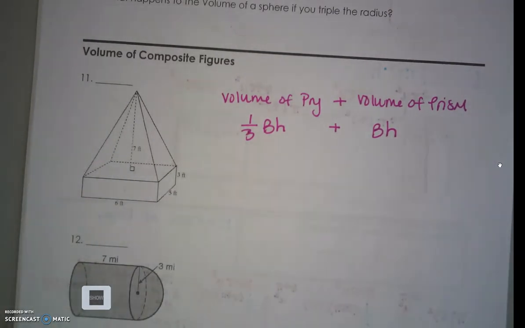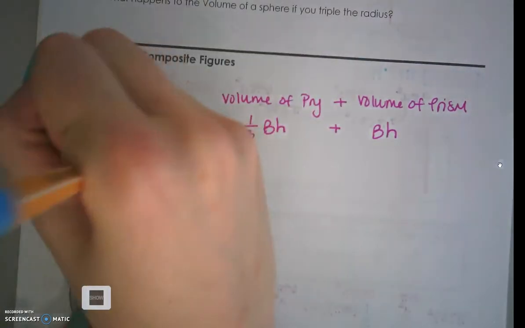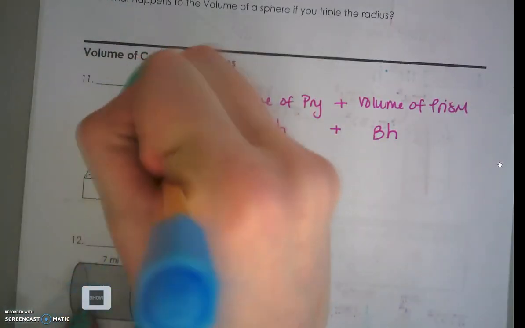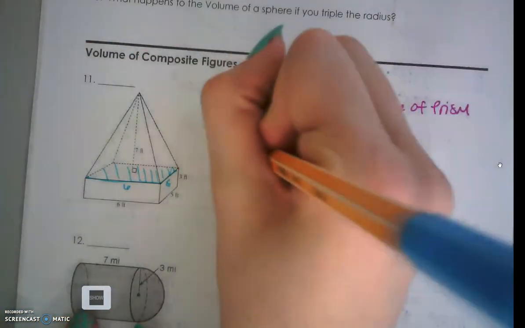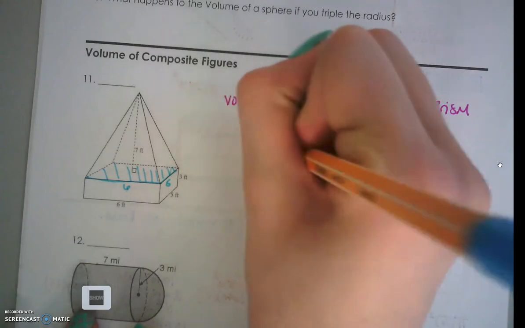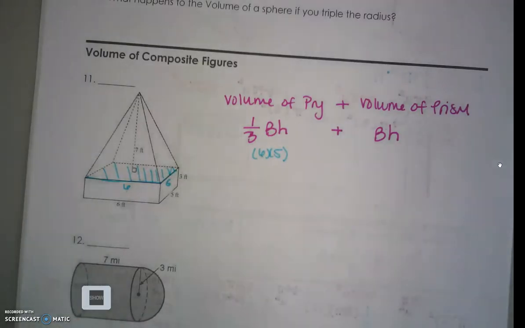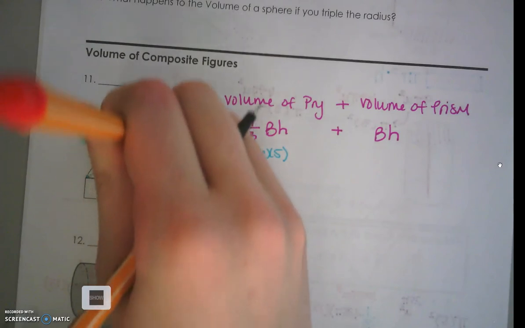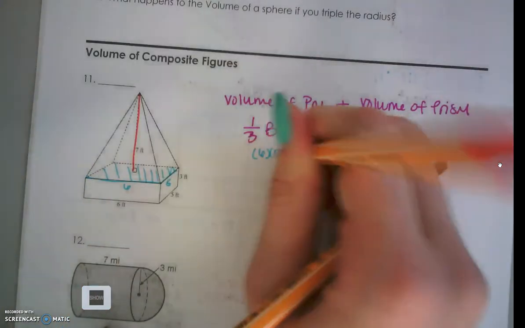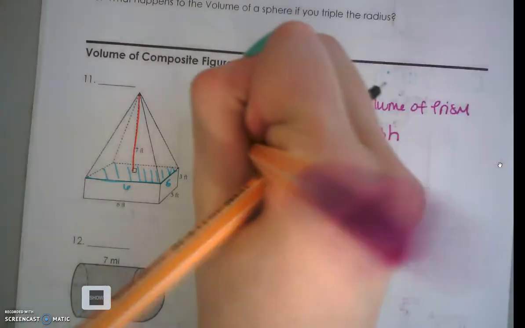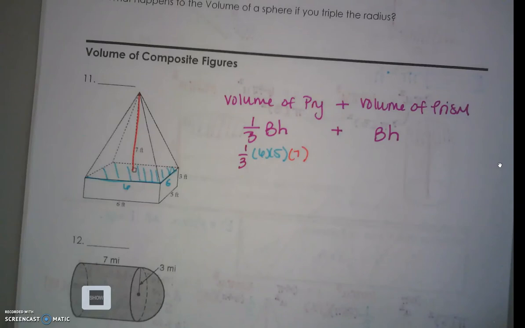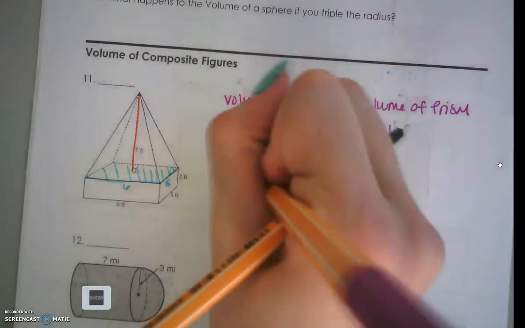Well, if I look at my pyramid, my base is a rectangle, and it has a width of 5 and a length of 6. So this is going to be 6 times 5. And my height is 7, and I'll keep that 1/3. So when I place this into my calculator, this becomes 70.